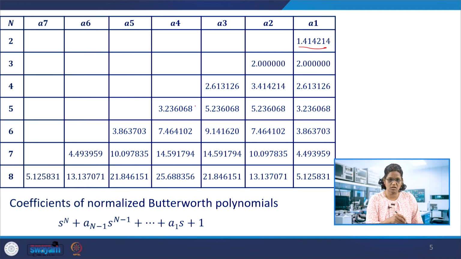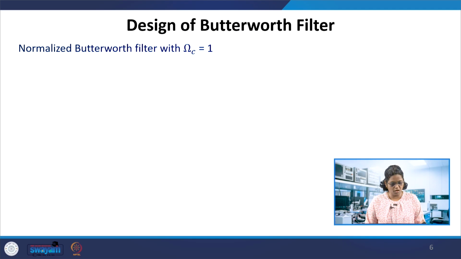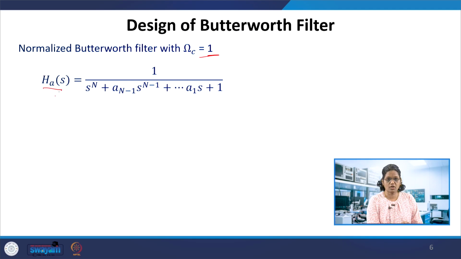Instead of having the unit circle, if omega c is not 1, then we need to incorporate the cutoff frequency. The order should be picked up, and the pole locations can be identified from the polynomial and the cutoff frequency. That decides the filter characteristics here. So with this, how would we like to proceed with the design? The normalized Butterworth filter has omega c equal to 1. The analog filter H suffix a, which is the same as H(s) we have discussed previously, is 1 by s power n plus a n minus 1, and this is the normalized polynomial which we will be getting.